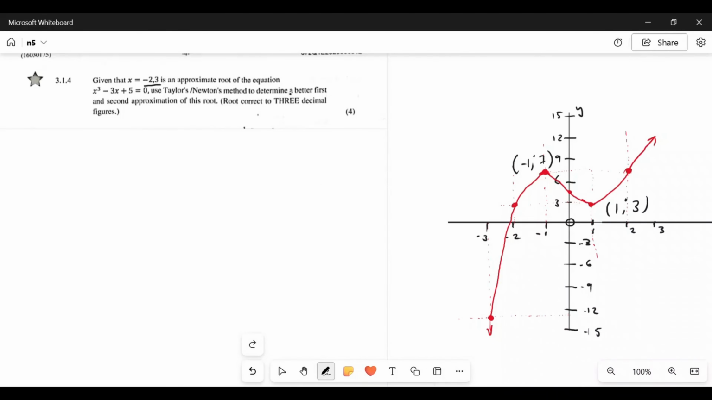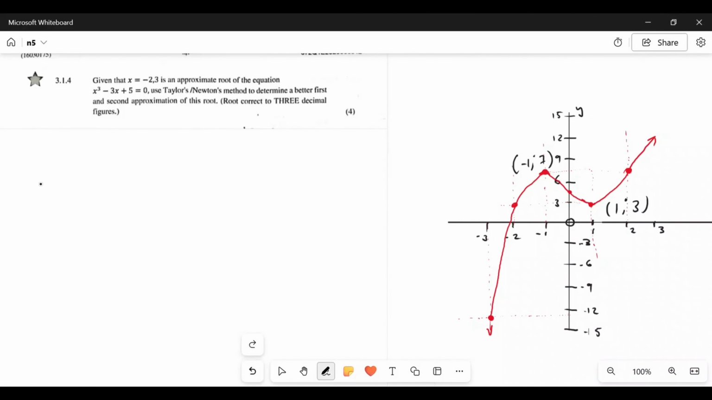So in this question here, they want us to find two approximations of this root, which are way closer or more accurate compared to the one that is given to us. So as you can see, they say the first and the second approximations, meaning we're only going to do two approximations and then we are done. Right. So let's start analyzing.